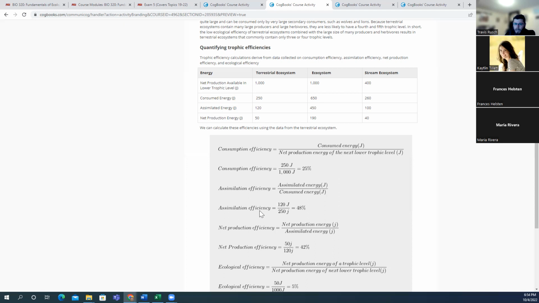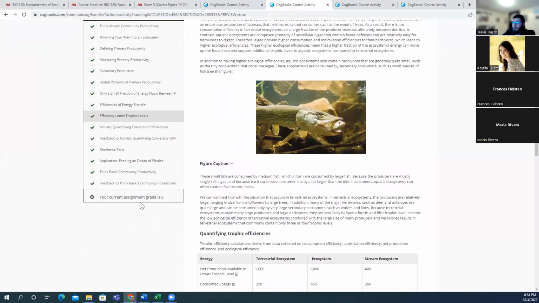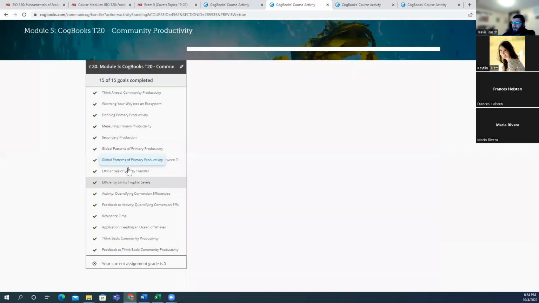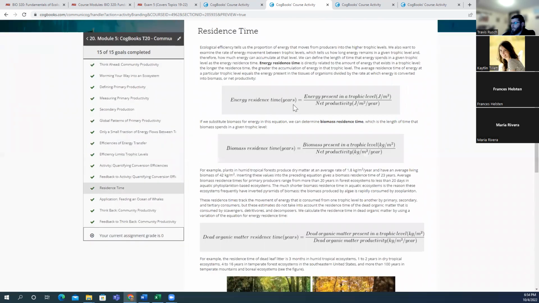Someone asked, are we going to be asked to calculate residence time? That is a possibility, as there were examples of calculating that in Cogbooks, and those are these calculations right here. But again, you would be given the information. So energy present in a trophic level comes from that table, and then net productivity would come from the table too. So it's possible.